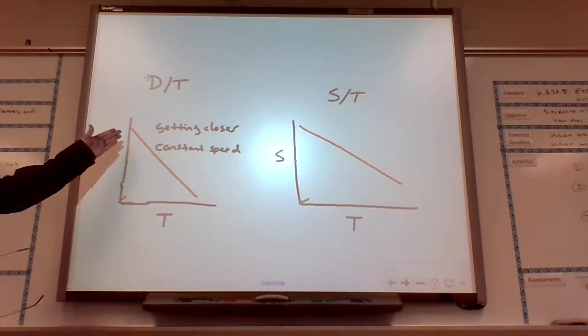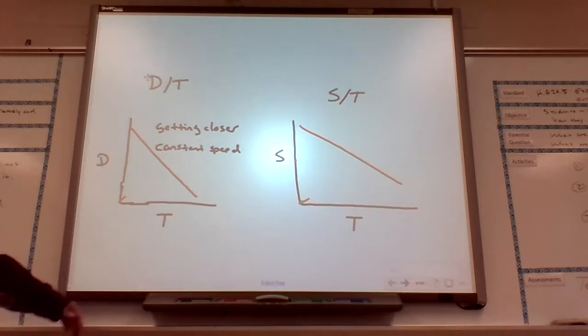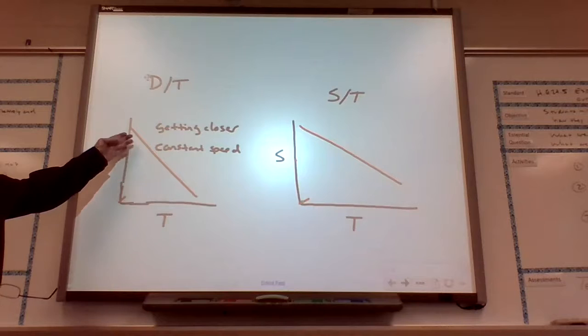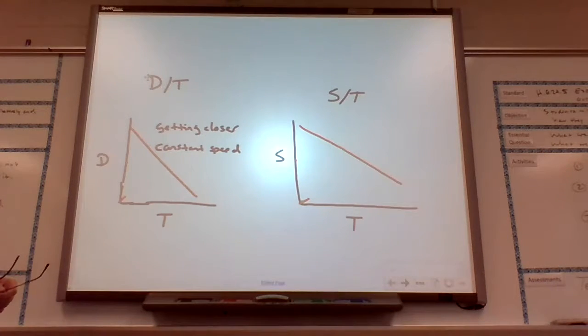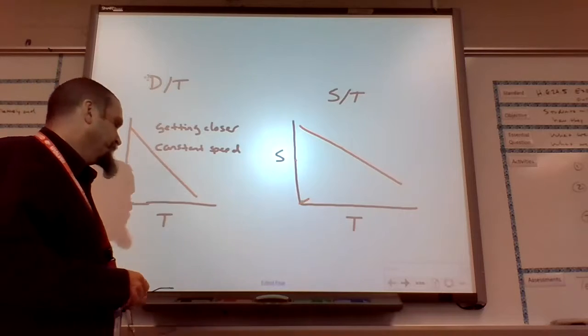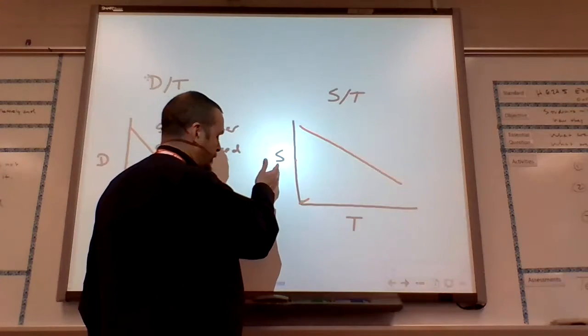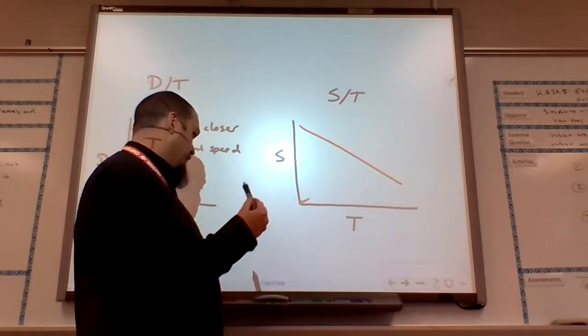And again, we think about this line in terms of slope, rise over run. Slope is speed on this graph. The slope is constant, so my speed is constant. So when you see a line going down on a distance time graph, that is an object getting closer at a constant speed. On this one, it's speed that's decreasing, so our interpretation is different.